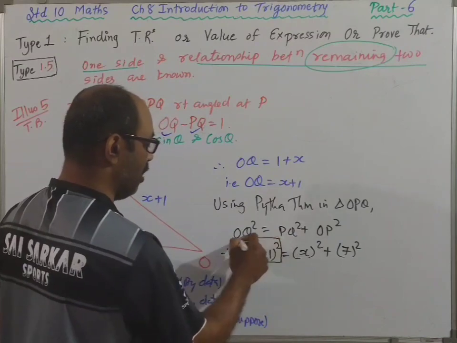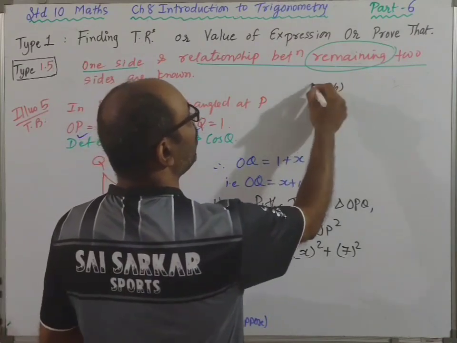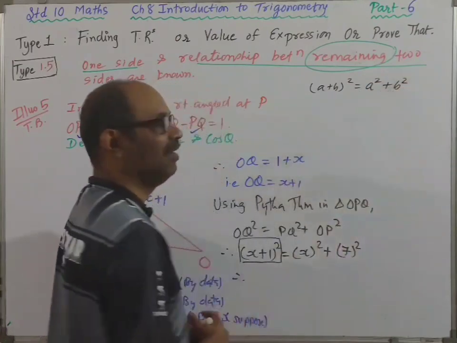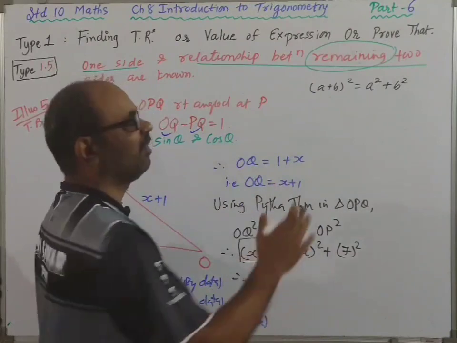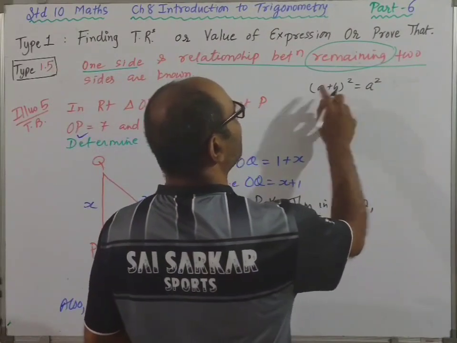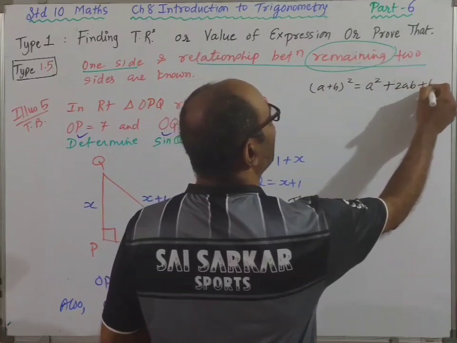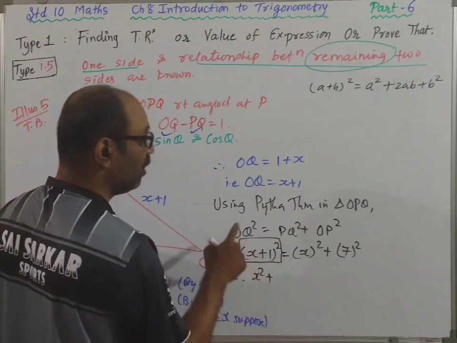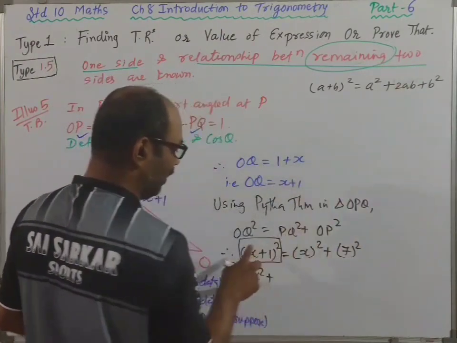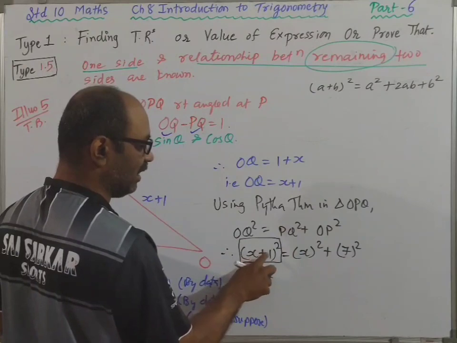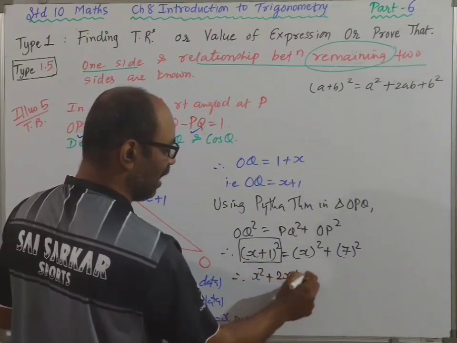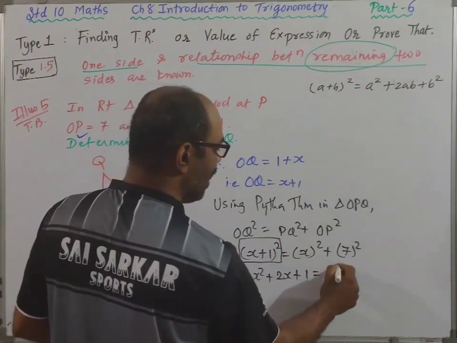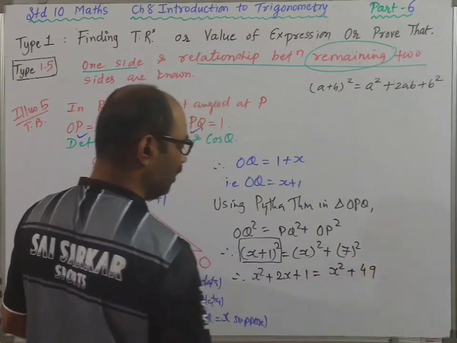Now this is where you have to expand. A plus B whole square. How do you expand? Some children write A square plus B square. This is how some children expand. But the expansion identity is what? First term square plus 2AB plus B square. So apply that. First term square, that is x square, plus 2 into first term into second term, so 2 into x into 1, 2x, plus 1 square, that is 1, is equal to, here it's only a single term, x square plus 49.